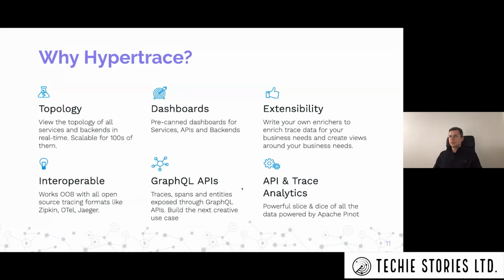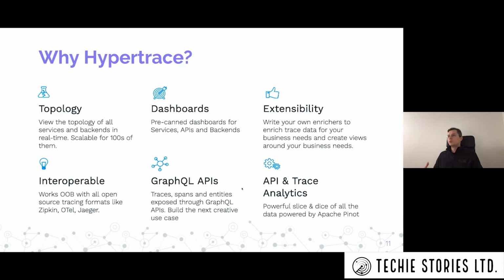So let's have a look at other capabilities of the platform. Hypertrace can show you the topology diagram or the architecture diagram. And this architecture diagram is constructed by observing the invocation between services in your environment. So it's always up to date. It doesn't have to be changed by the user. Then there is dashboarding. We will see that in a minute.